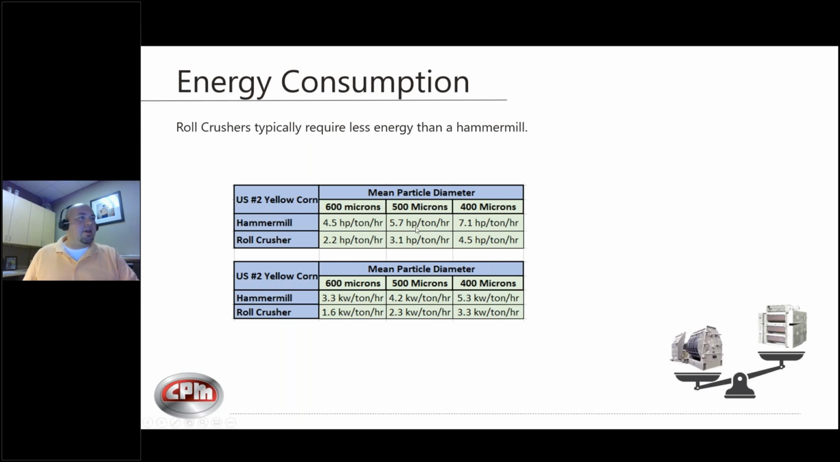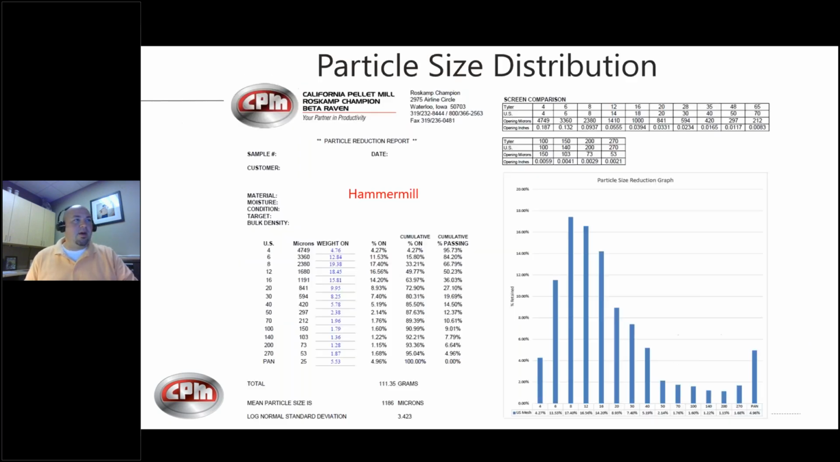Now, here I'm calling out the energy to grind. I'm showing US #2 yellow corn, and I'm showing the mean particle diameter at 400, 500, and 600 microns. That's just the average. That's not showing anything on actually the distribution. So I know there's quite a few people here that actually look at the full distribution. This is just looking at the mean particle diameter. We will dig a little more into that.